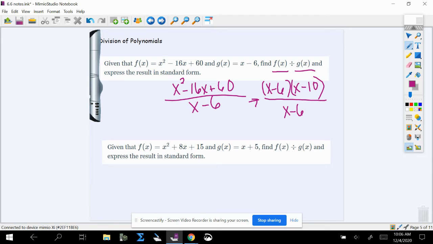So here's what you can do now. Once you have it in factored form, you can cancel entire factors that are identical. So once you have an x minus 6 factor on the top and an x minus 6 factor on the bottom, we can cancel, just like we reduce fractions when we find the greatest common factor. And then whatever is not canceled is your final answer. So when you type it into Delta Math, the parentheses are not necessary at this point, you would just type in whatever's left, which in this case would be x minus 10.